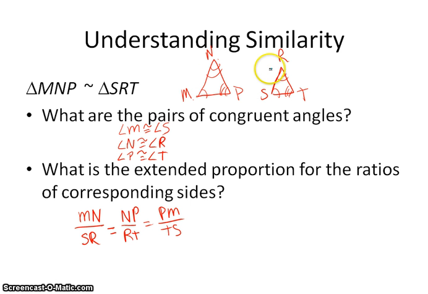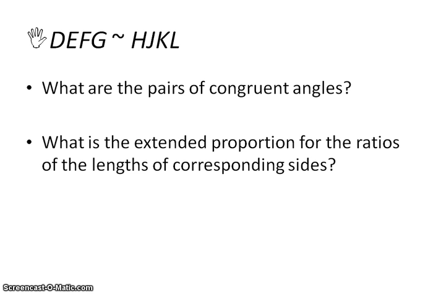Alright, so the angles have to be congruent, and then whatever this to this is has to be the same as this to this, which has to be the same as this to this. It has to be proportional. Maybe it was a scale factor of 2, maybe it was a scale factor of a half. Whatever it is, they were all extended or shrunk by the same proportion.